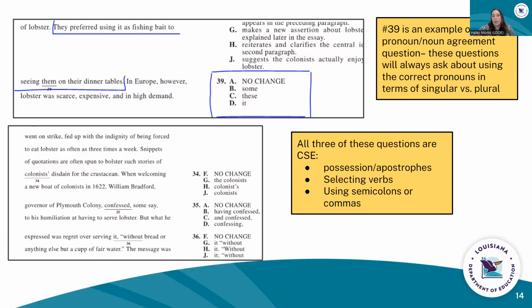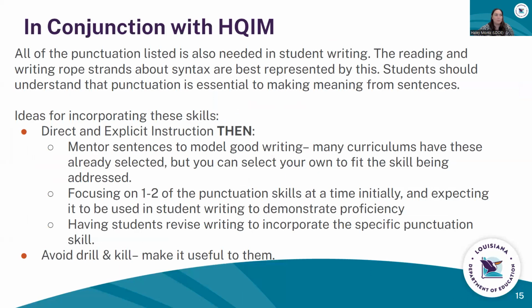And then if you look at the bottom graphic on here, 34, 35, and 36, those are all CSE questions as well. You've got a possession apostrophe question with the colonists. You've got a verb question, and you've got semicolons and commas and which ones to use and where. So again, like I told you earlier, they're not going to ever say which one of these is the verb, or which one of these is the noun, or which one of these is the dependent clause. They're going to have to know that to be able to apply where the punctuation goes.